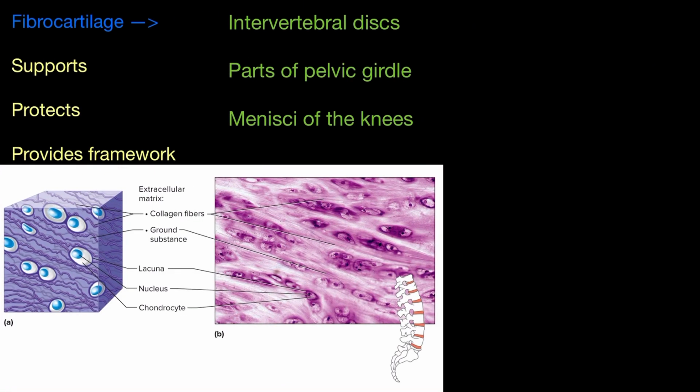Now, fibrocartilage is another type of cartilage. Same general functions as hyaline cartilage, but the extracellular matrix of this type of tissue is going to include a lot more collagen fibers, which you can see in this image. And once again, they have lacunae and they have chondrocytes, which are cartilage cells. Some of the places where you'll see them are intervertebral discs, parts of the pelvic girdle, and also the menisci of the knee, the meniscus, basically.